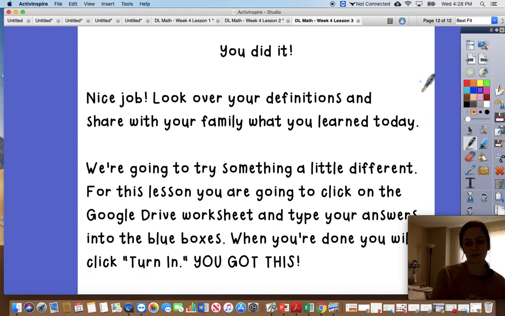We didn't have a brain break in this one because it was kind of short. Look over your definitions and share with your family what you learned, but then we're going to try something different. Instead of doing a Google form, you'll actually click on a Google slide, and there's little blue boxes, and you're going to label each shape. If it's a decagon, a pentagon, an octagon, you'll fill that in, and then make sure in the top right corner you click turn in so it goes to me. You can use your vocabulary book to help you.